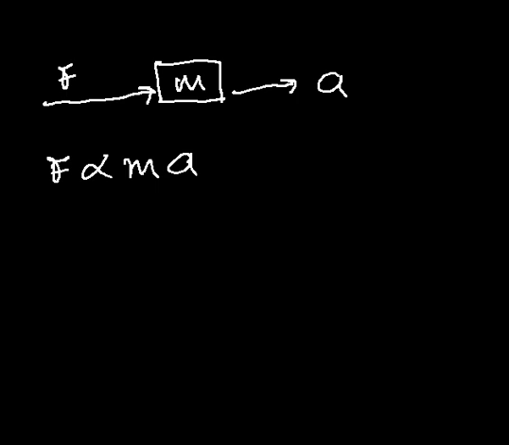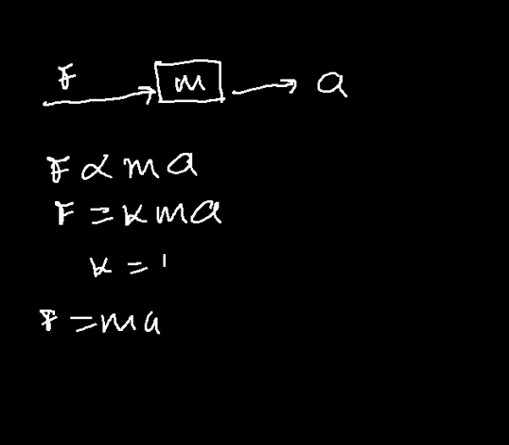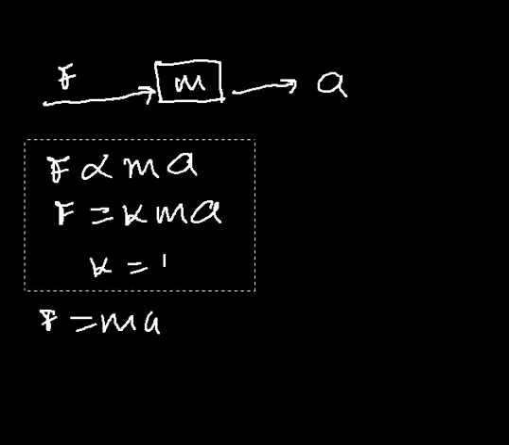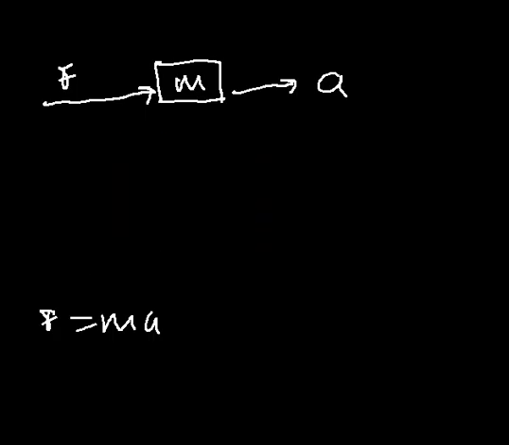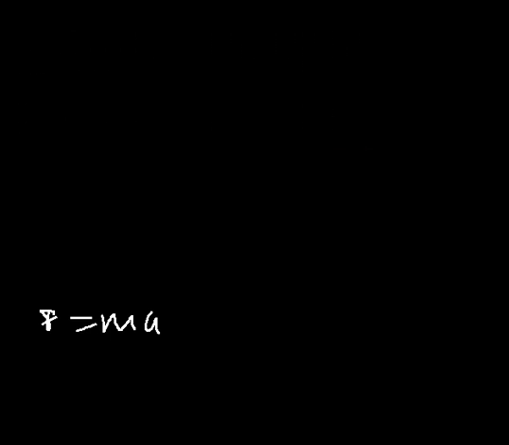If that is the case, we introduce a constant k, so that F is equal to k times mass times acceleration. Assuming k is 1, the force is equal to mass times acceleration. This is what we call Newton's second law of motion, which states that the force applied on the object is directly proportional to its mass and its acceleration. Acceleration is given in meters per second squared, the mass has to be in kilograms, and the force has to be in newtons.